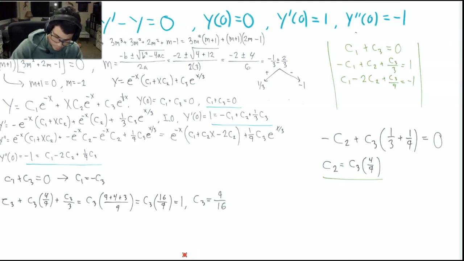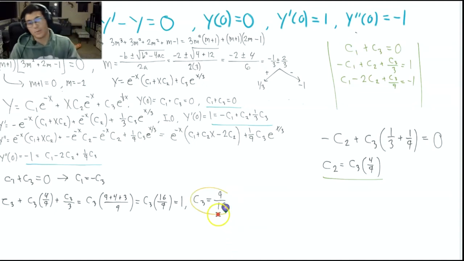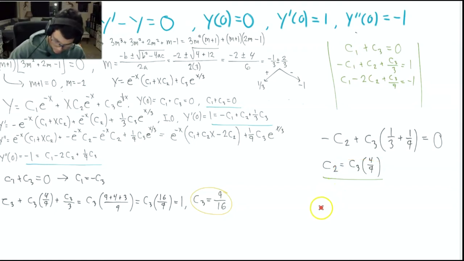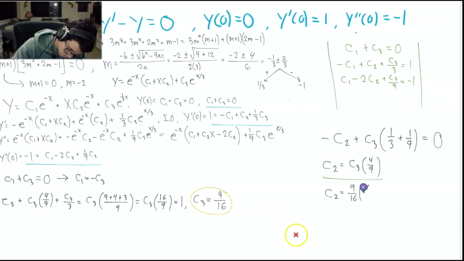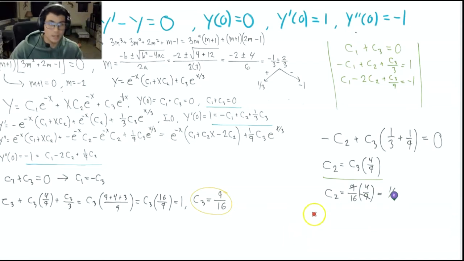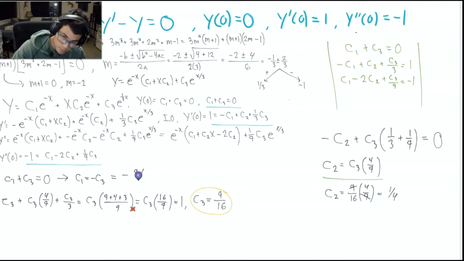Now I'm going to put this in yellow because that's important. If we have this, and we have this, we could find C2 just with that. So C2 is equal to 9 over 16 times 4 over 9. The 9's go away. This turns to 1/4. Oh, look at that. And if I have this and I have this, what does this mean? Well, this turns into negative 9 over 16.